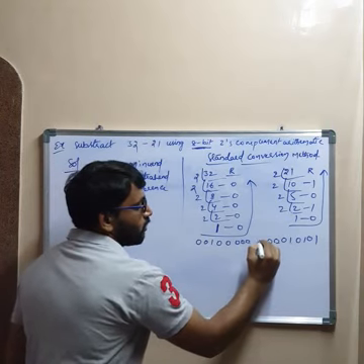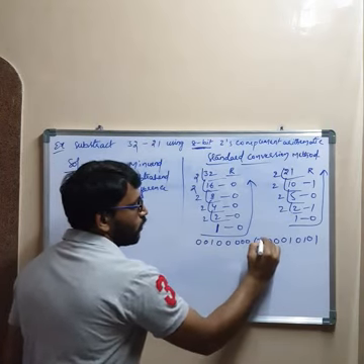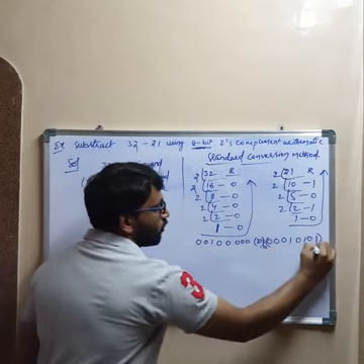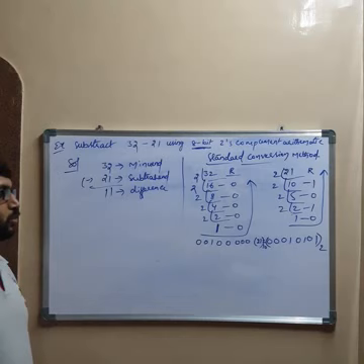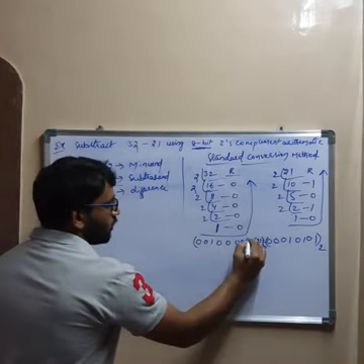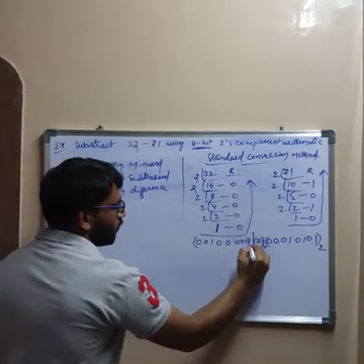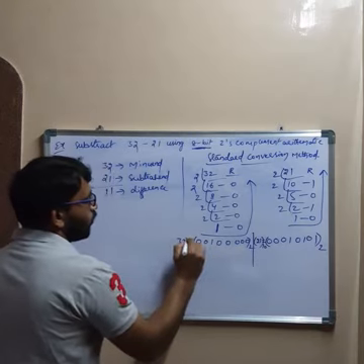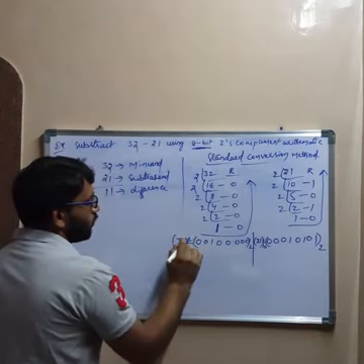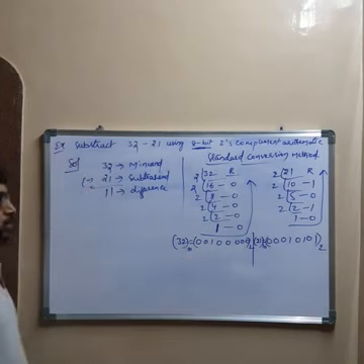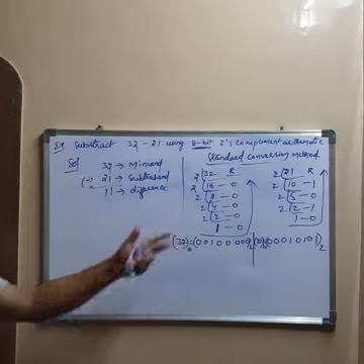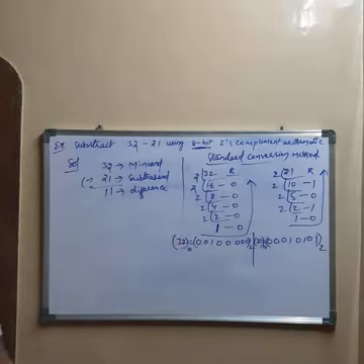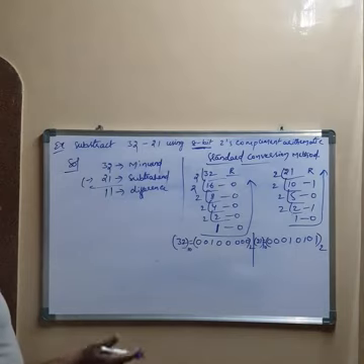So 21 base 10 is equal to 00010101 base 2, and 32 base 10 is equal to 00100000 base 2. So by using standard methods we have converted this. So these are time consuming. So you can follow the next shortcut method.